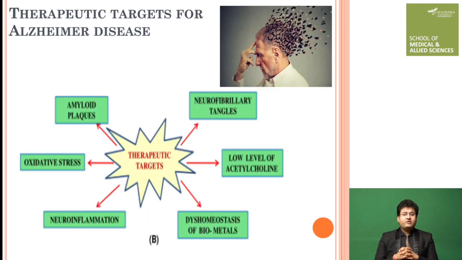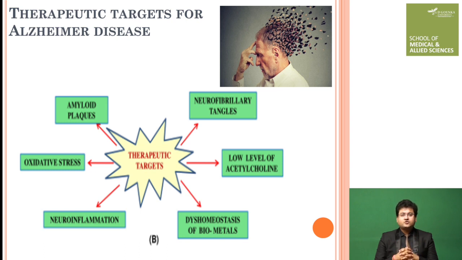Now we will talk about some therapeutic targets for Alzheimer's disease. Different hallmarks of the disease have been reported, such as deposits of beta amyloid around neurons, hyperphosphorylated tau protein, oxidative stress, dyshomeostasis of biometals, low level of acetylcholine, etc. Various therapeutic targets for Alzheimer's disease are summarized in the mentioned picture, which you can see in this slide.